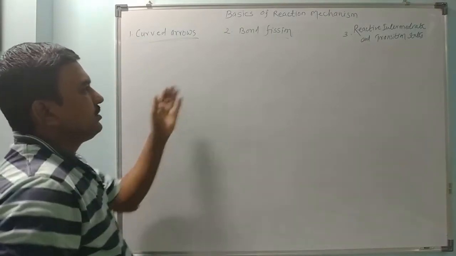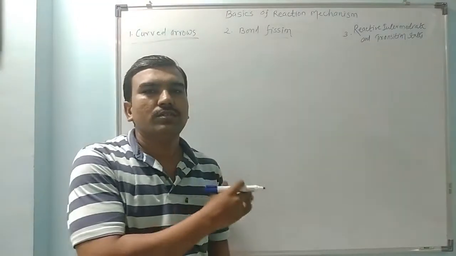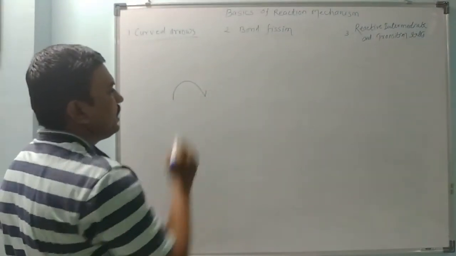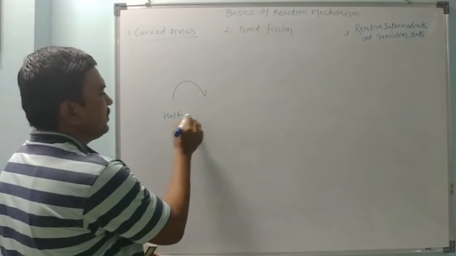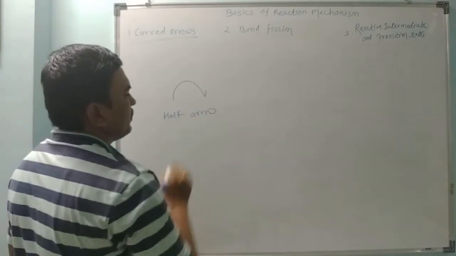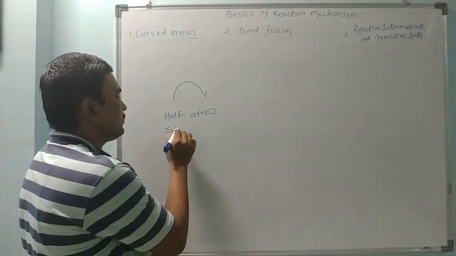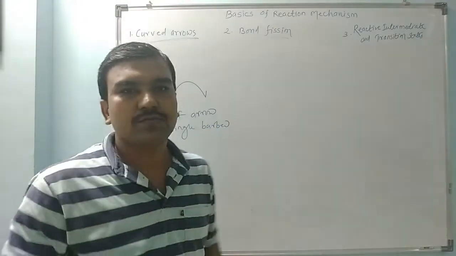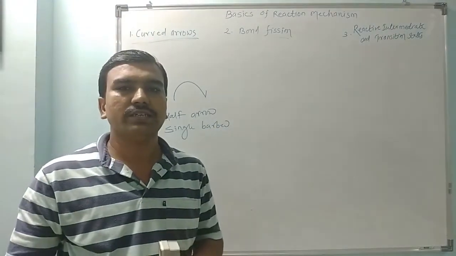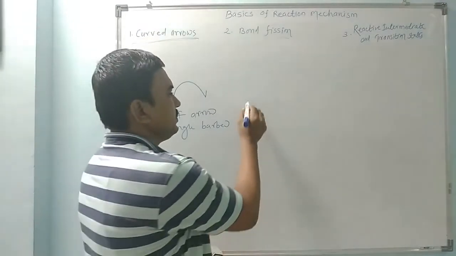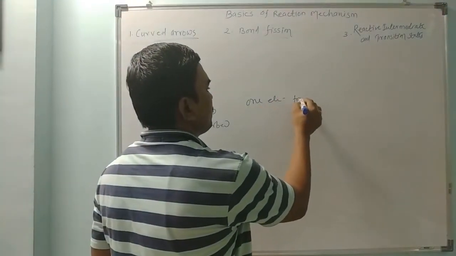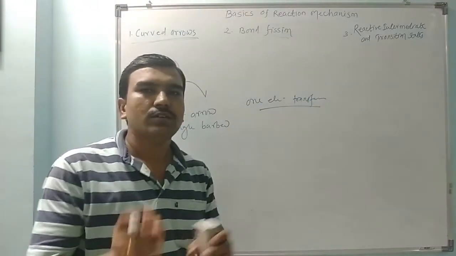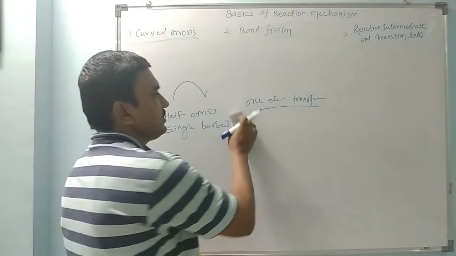This is the full headed arrow, also called a double barbed arrow. Now the second arrow is the half arrow. This is called a half arrow, or it is also called a single barbed arrow or fish hook arrow. This arrow is shown to indicate transfer of one electron. This arrow is shown for the homolytic bond fission where free radicals are generated.